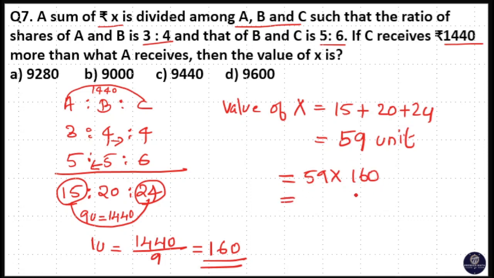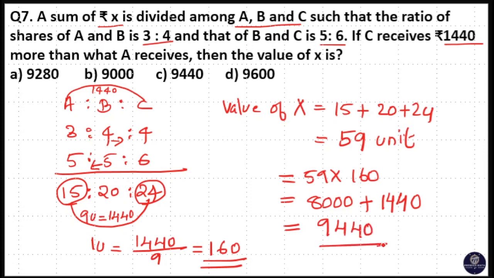Here 50 into 160 is 8000 and 9 into 160 is 9 into 6, 54, 9 into 1, 9, 9 plus 5, 14. So your answer is 9440. So, option C is your answer.